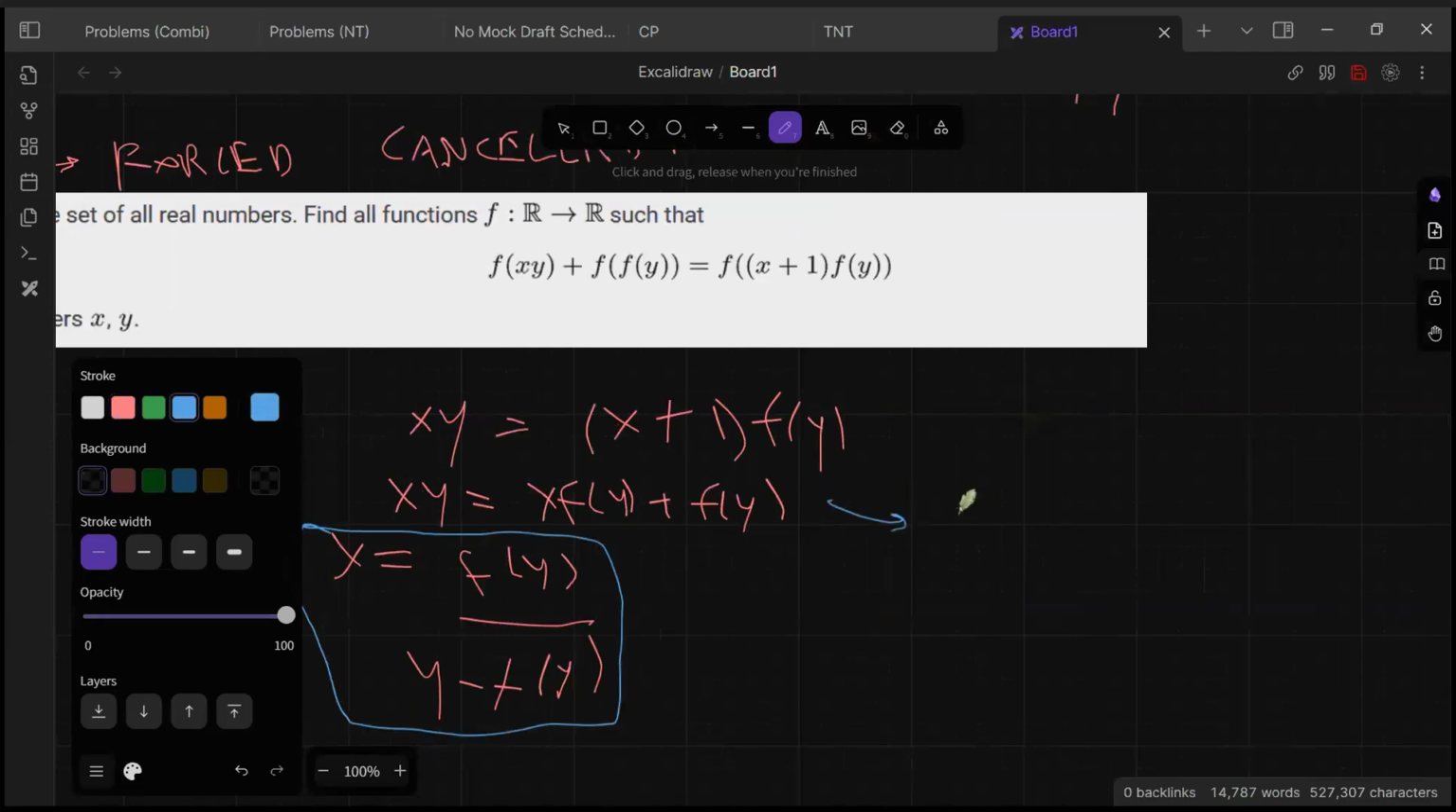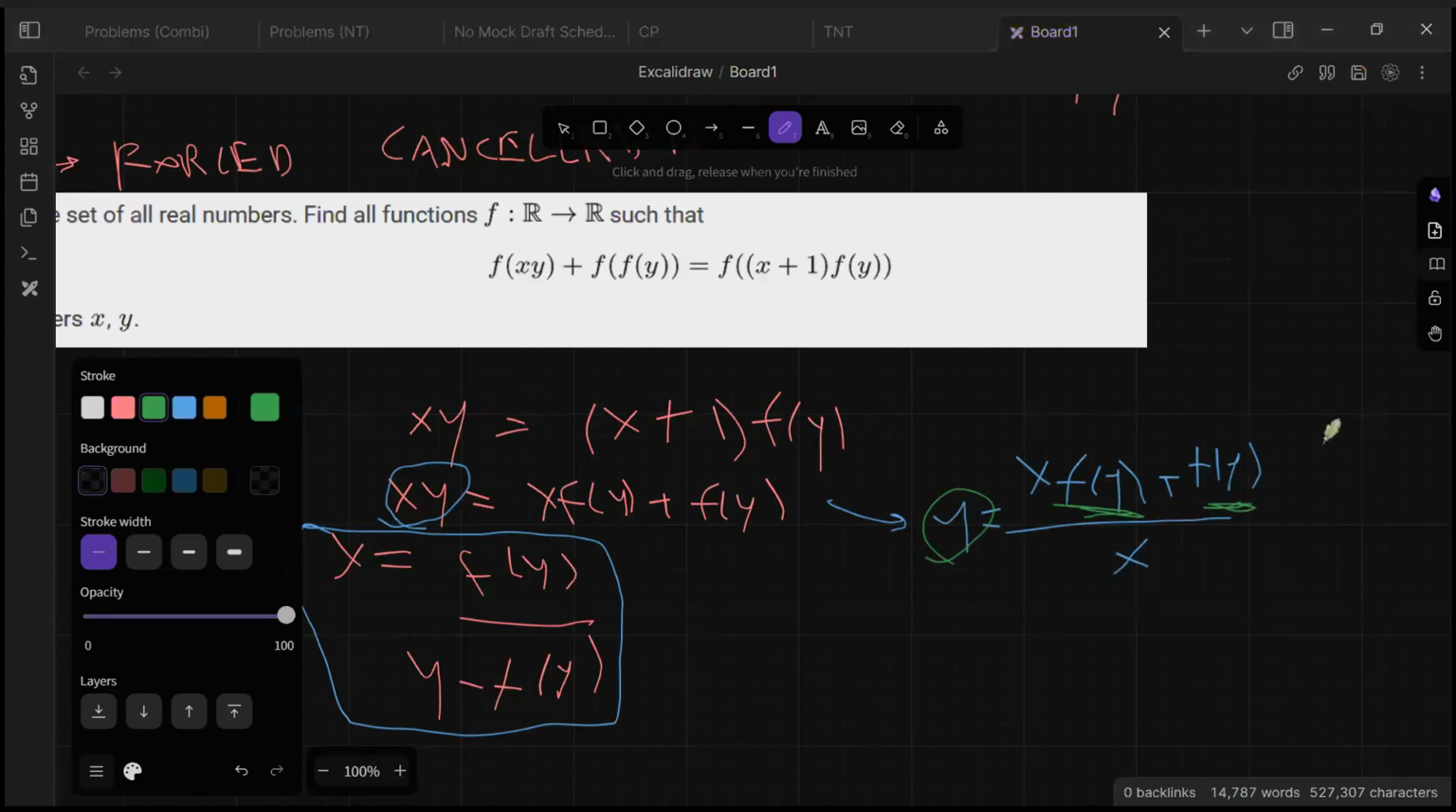So here y is on the LHS, right? What we get is y is equal to x f of y plus f of y divided by x. But here y is not independent of itself, right? y is calling itself in its definition. We have f of y over here. So the problem is I can't substitute in a y which already depends on itself.